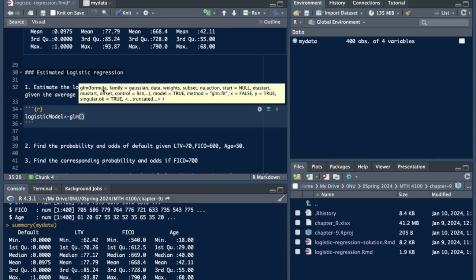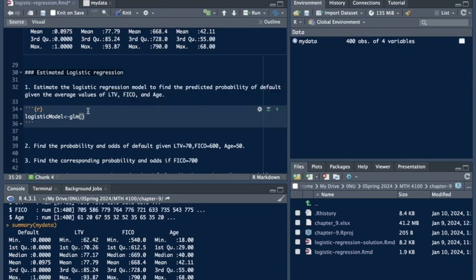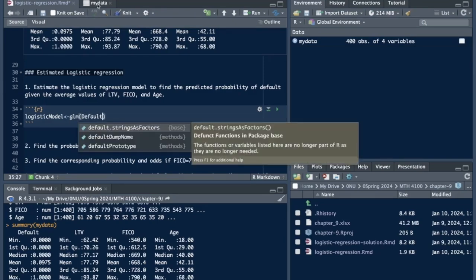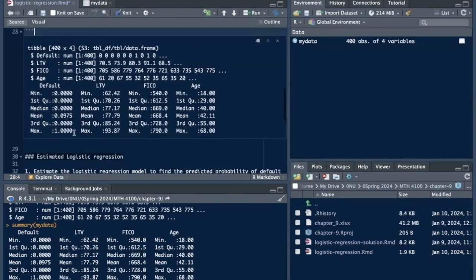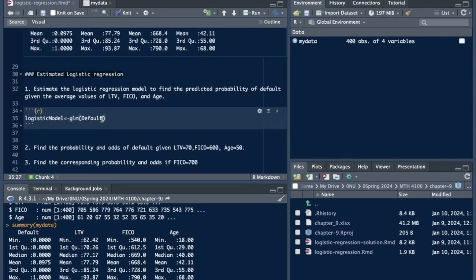If you want to keep that order, I sometimes recognize problems if you switch, for example, the second and the third argument. So we will stick to the order. The formula is default, and we're going to write this in terms of the other variables: default tilde dot, which means we're adding all of the other variables, comma. The second argument is the family. The family is binomial because we have a binary response variable, which is 0, 1, comma. The data is going to be my data.